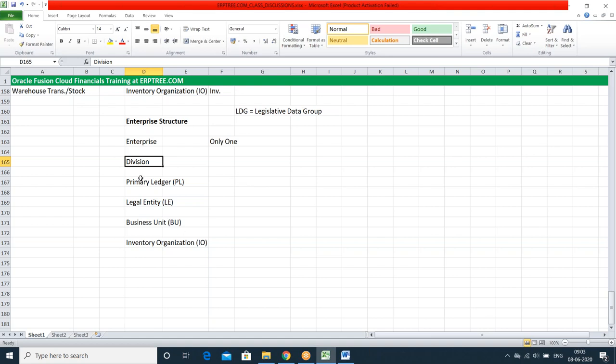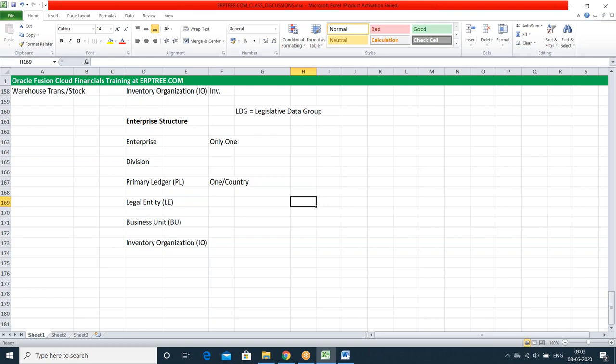So that's all about division, and primary ledger. Okay, so one per country. For each country we have to create a separate primary ledger. If you are doing the implementation for 10 countries, 10 primary ledgers are required. Why do we have to create 10 primary ledgers? Why can we not use the same primary ledger for 10 countries?